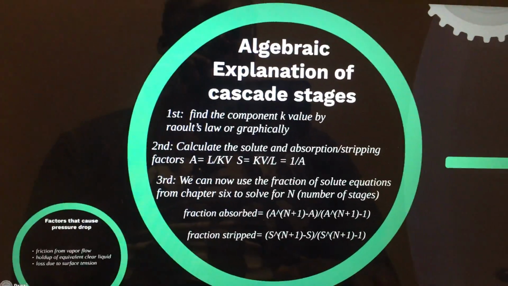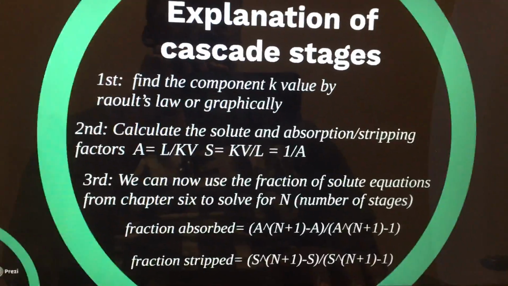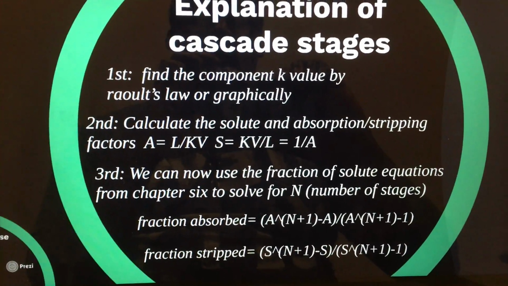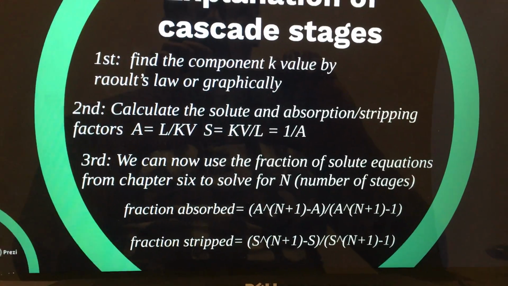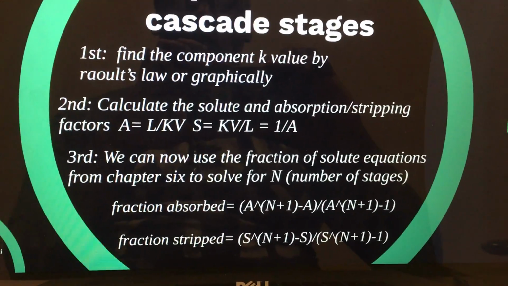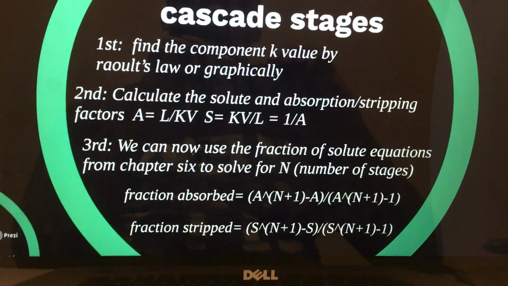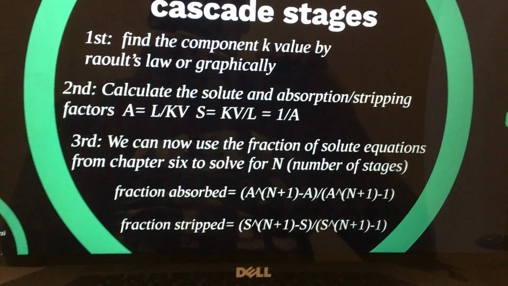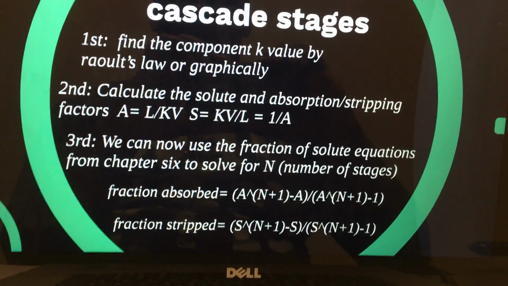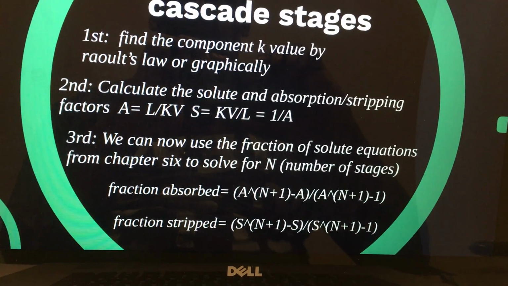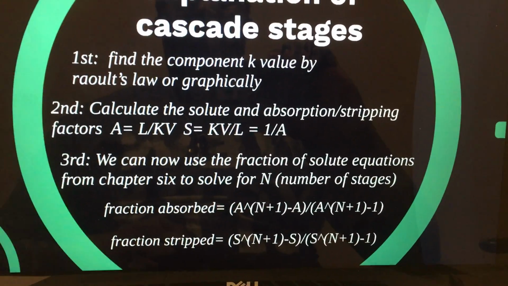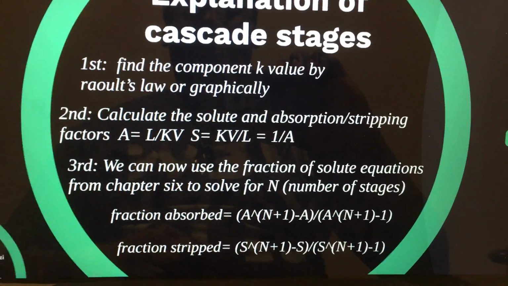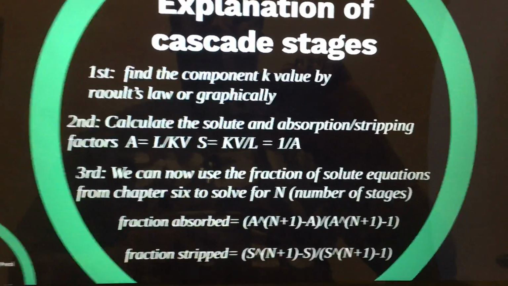I decided to use the algebraic approach. In the algebraic approach, we first have to find the component k value, which we can do either graphically, using figure 2.4 in the book, or we can use another method like Raoult's law, modified Raoult's law, or Henry's law. The next step is to calculate our absorbing or stripping factor, which we can calculate very easily if we know our liquid and vapor flow rates. From there, we look at our fraction absorbed or fraction stripped equation, which is found in chapter 6, and we can directly solve for n, which is the number of stages.